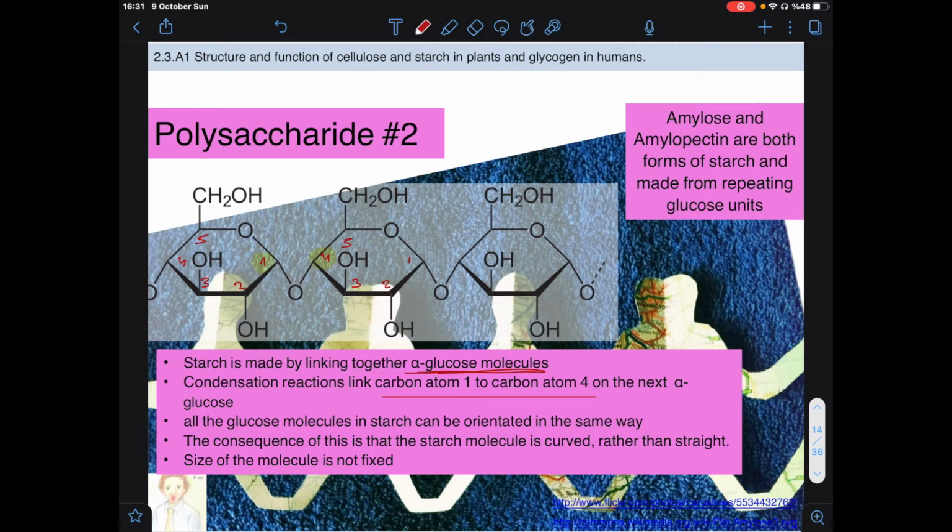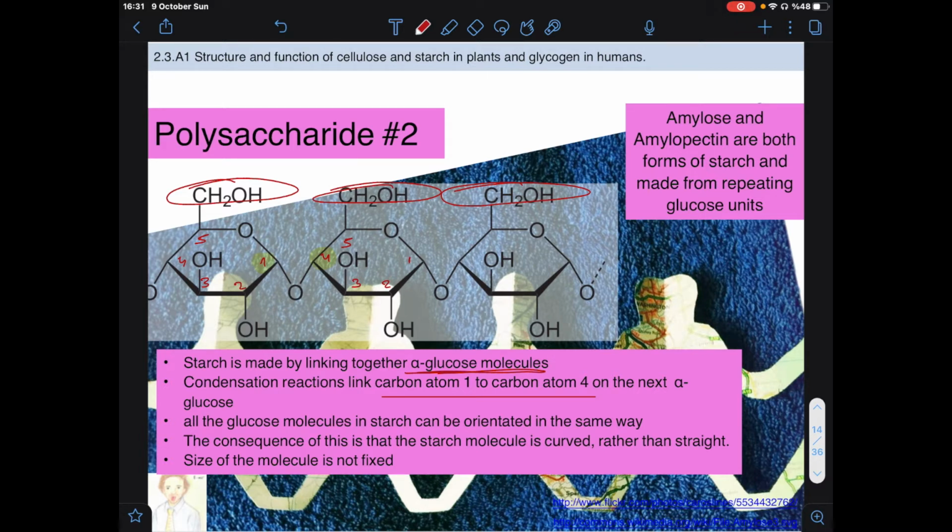by this sentence. So as we can see in this picture, unlike cellulose, all of the subunits are on the same side of the chain in starch. So this means that the starch molecule is curved, it can bend.